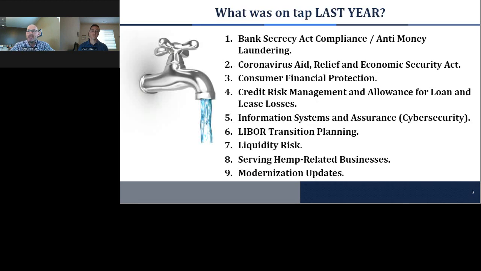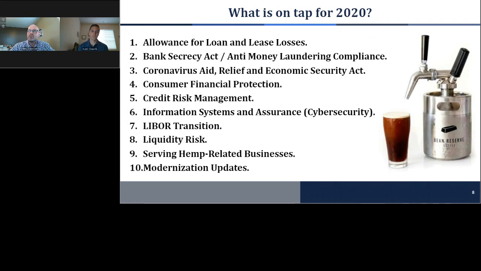Last year, we had 9 supervisory priorities, and they're listed there. I won't spend a ton of time on that, but we will look at what's on tap for 2020 on to 2021: 10 items. And I'm going to talk about each one of those as we go through. Just at a high level, I'll try to do a little bit deeper dive on some of those.